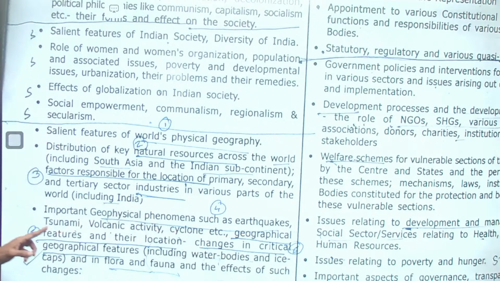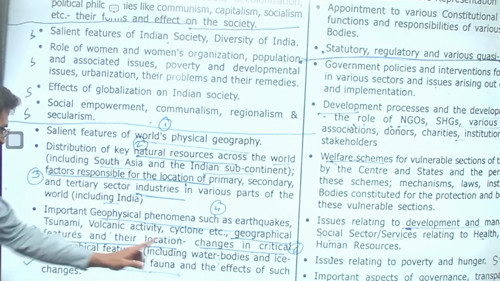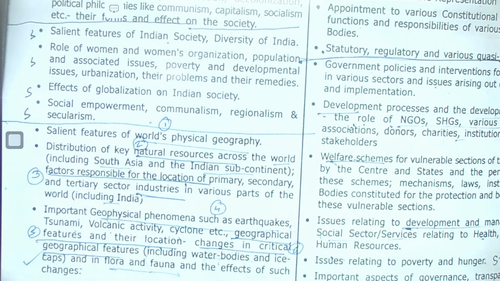Changes in the critical geographical features, including water bodies, ice caps, and in the flora and fauna, and the effects of such changes. Okay, the forests have changed. Okay, the ecosystems are getting altered. Okay, the 6 elements of geography look fairly compact, but I will detail them as required.